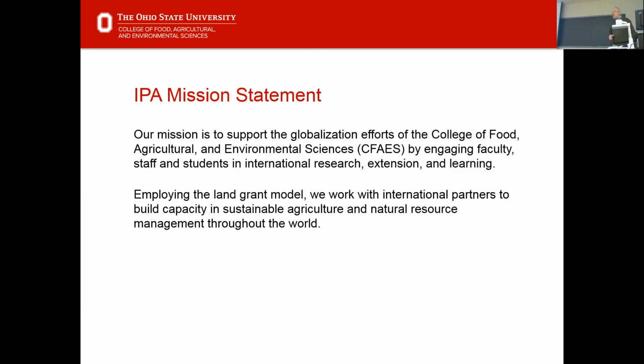is to support the globalization efforts of the college by engaging our faculty and staff in teaching, research, and outreach or extension opportunities. The notion of partnerships, or capacity building, is also important, because we use this as a strategy as we get involved in these international development projects. What we do is engage our faculty and our staff in these projects to build the capacity of our partners overseas. And thereby, what we're doing really is helping to internationalize our own faculty and staff. The notion of being a land-grant university is also important, and I'll be getting into that a little bit more here shortly.